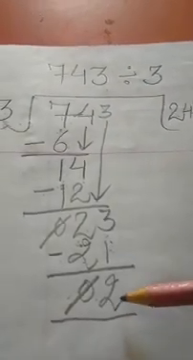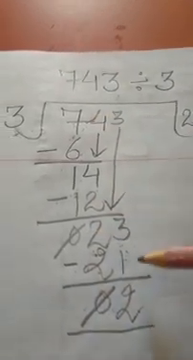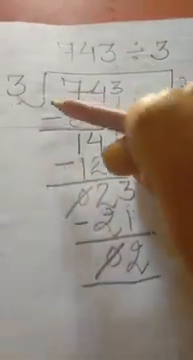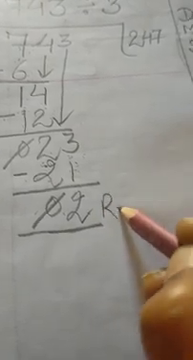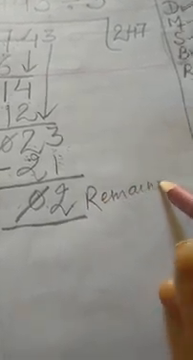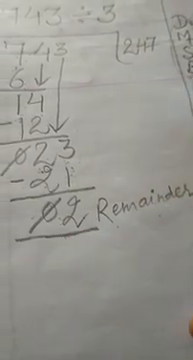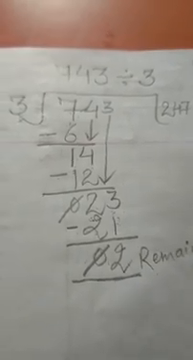So our division is over. When we have brought all the digits down, you can see we have brought up to 3. There is no digit after that, so our division is over. Nothing is there to repeat. You can see here this 2 left over is called remainder. Hope you have understood this.